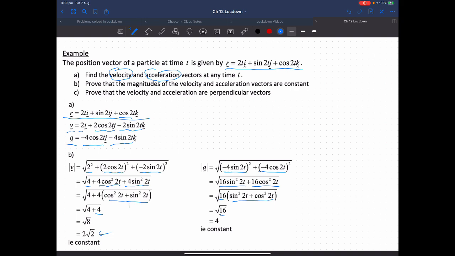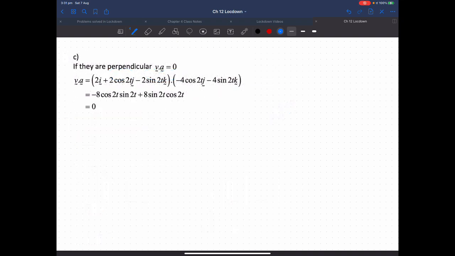Part C of the question says prove that the velocity and acceleration are perpendicular vectors. So all you have to remember is when you take the dot product of two vectors that are perpendicular, that dot product will equal 0. So what I need to do is do the dot product of the acceleration and the velocity, and that should equal 0. It does not matter in which order I write the dot product, it should come out to equal 0. If they're perpendicular, as I've said, the dot product equals 0.